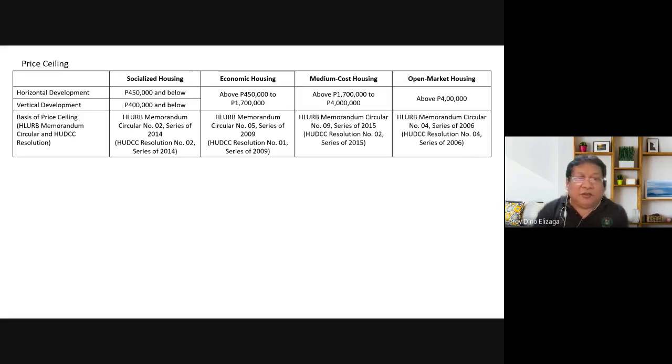Okay, so we have two laws that are used as guidelines in designing subdivision or housing projects. One is called BP 220 for socialized housing, and there they normally cover what we see here as socialized housing and economic housing. And then there's also PD 957, which deals with subdivisions and condominiums. So they would cover medium cost housing and open market housing.